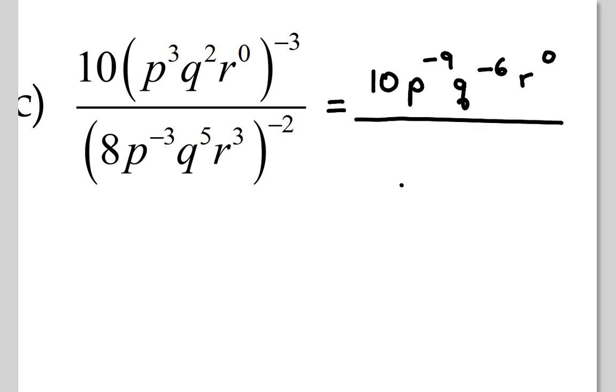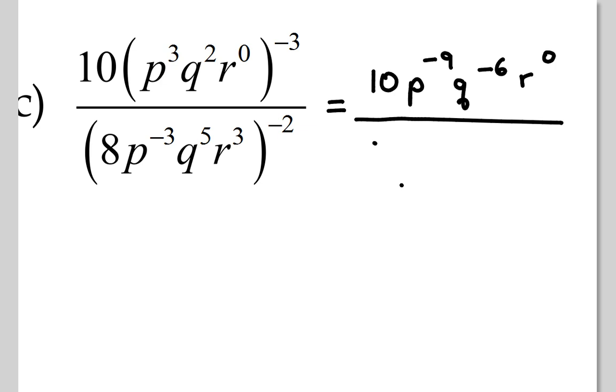What did I do with those powers? Multiplied. That's power of a power. They're already powers, and then you're going to raise them to another power. You have to multiply. So same thing happened on the bottom. But this negative 3 didn't affect the 10, but this negative 2 does affect the 8. You see that?